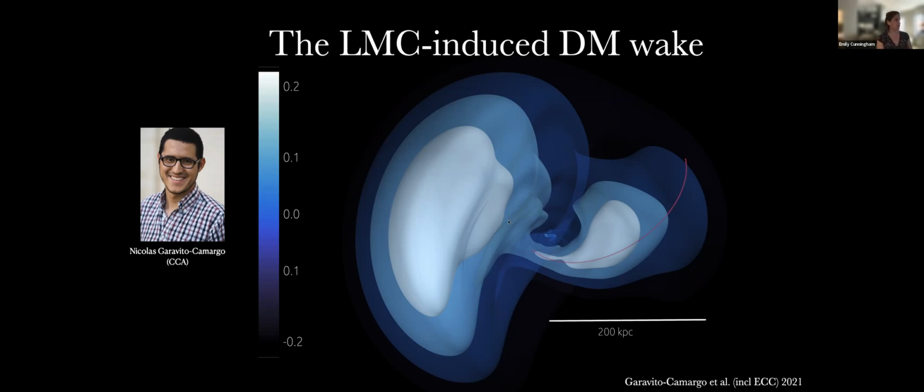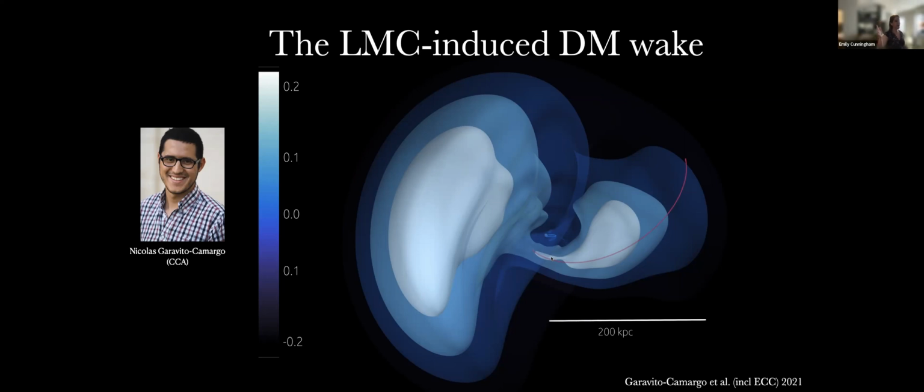So here in this image, these colors are showing over and under densities. This red line is showing you the orbit of the LMC. The position of the LMC is this red dot here, and the position of the Milky Way is this blue disk here. And so what Nico found is that there are two components to this wake. The first is this overdensity that's trailing the LMC in its orbit. So this we can think of as the classical dynamical friction wake, where dark matter particles feel the immediate gravitational pull of the LMC. They're accelerated to follow the LMC in its orbit, and this in turn exerts a drag force on the infalling satellite.